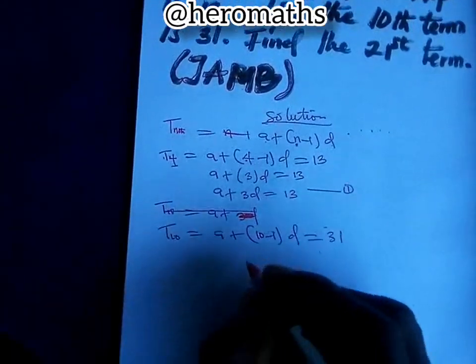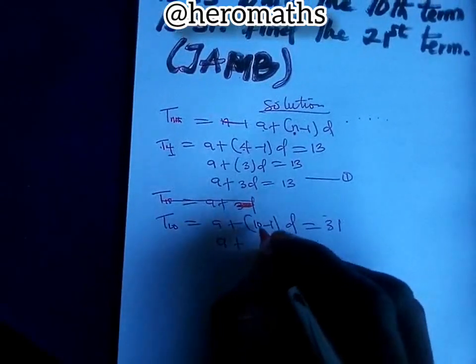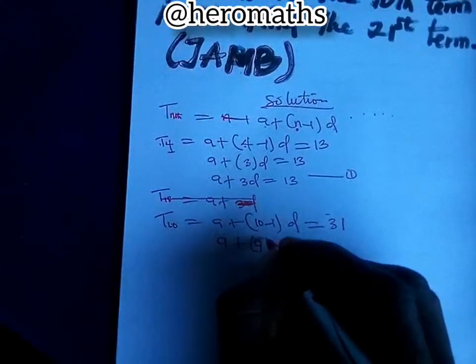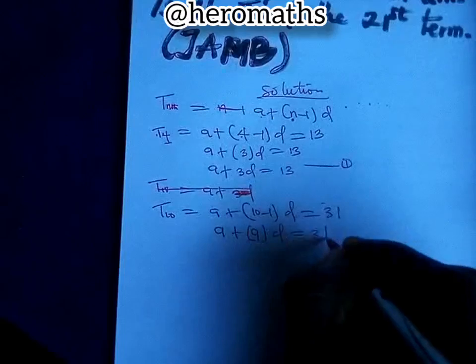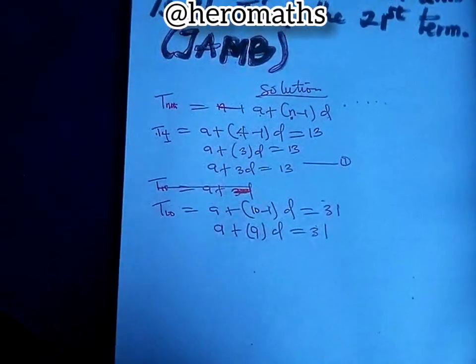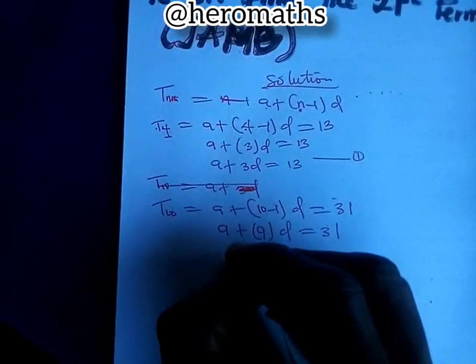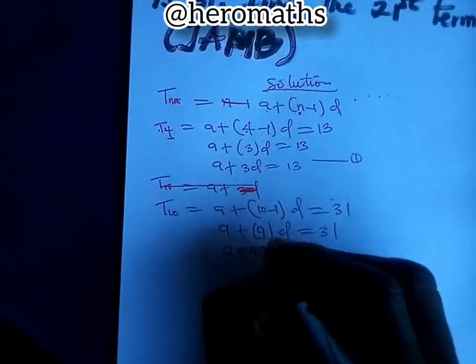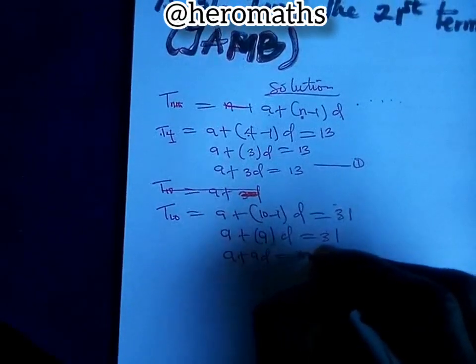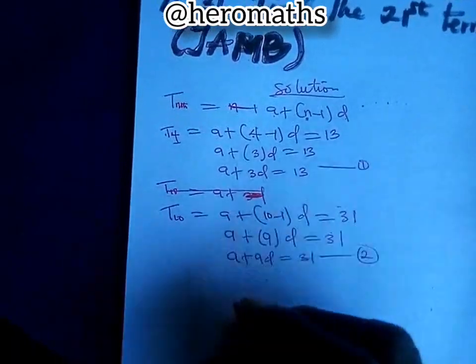Now let us forget about this. Then we have a plus 10 minus 1, which will give us 9, and that is equal to 31. So let us open the bracket. By opening the bracket, we have a plus 9d, which is equal to 31. We call this equation 2.